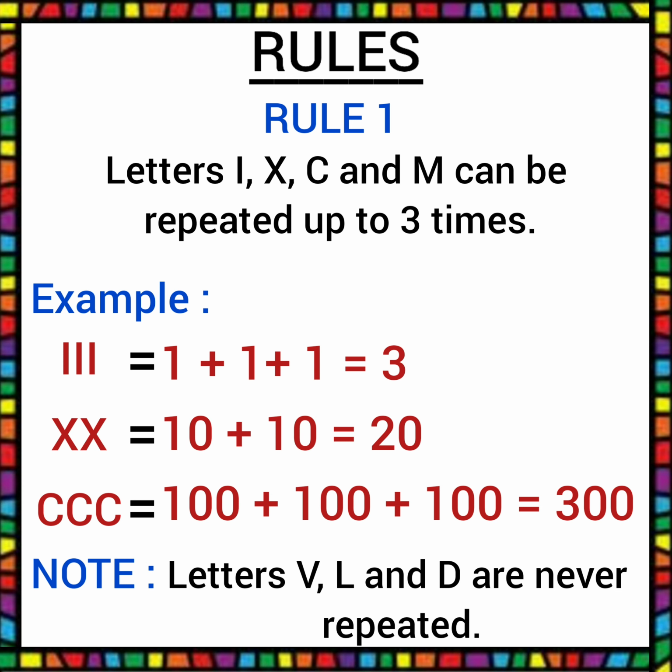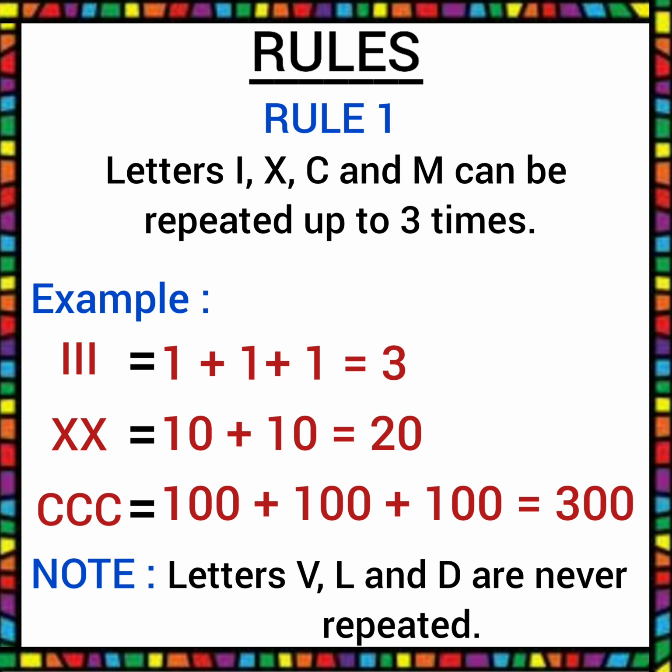Let's see some examples. III. Here I is repeated 3 times. I represents 1. 1 plus 1 plus 1 is 3. Here these 3 I's represent 3.